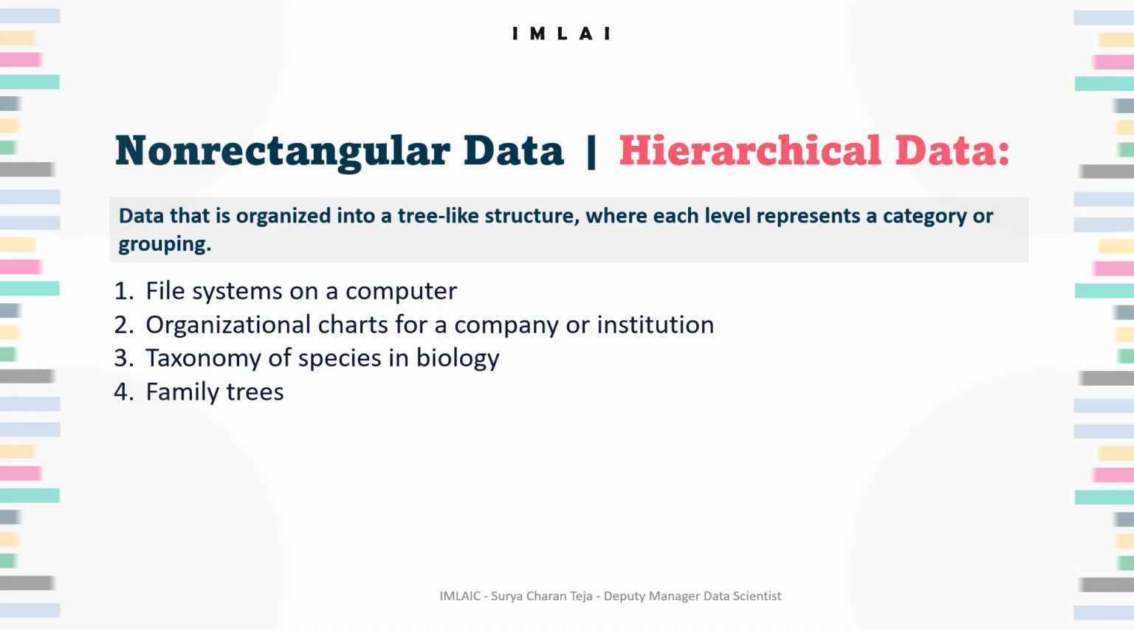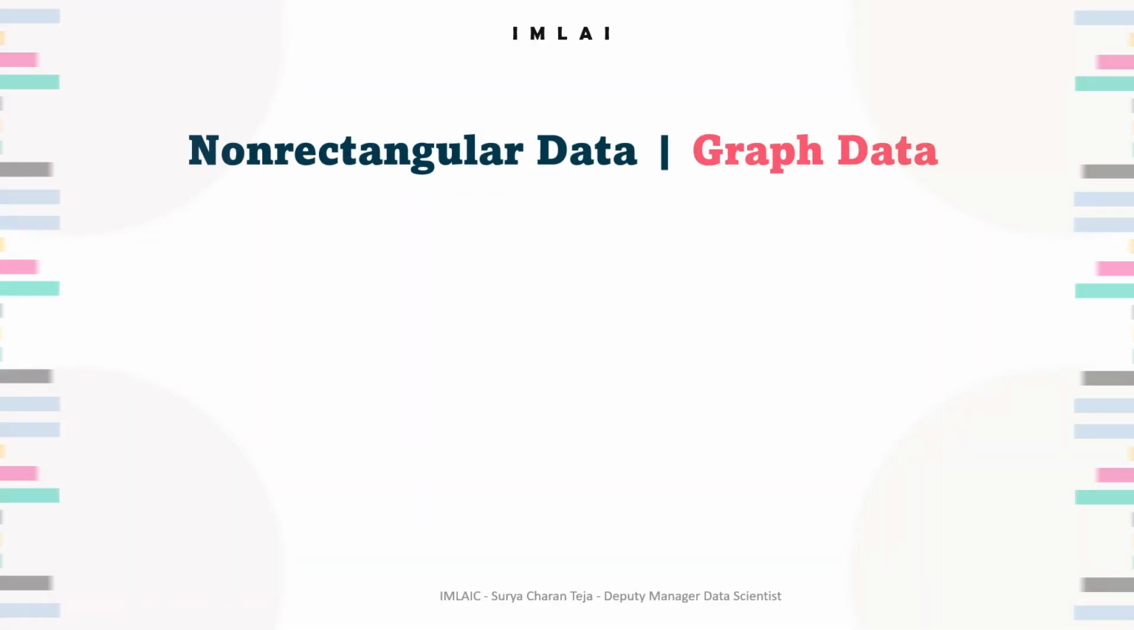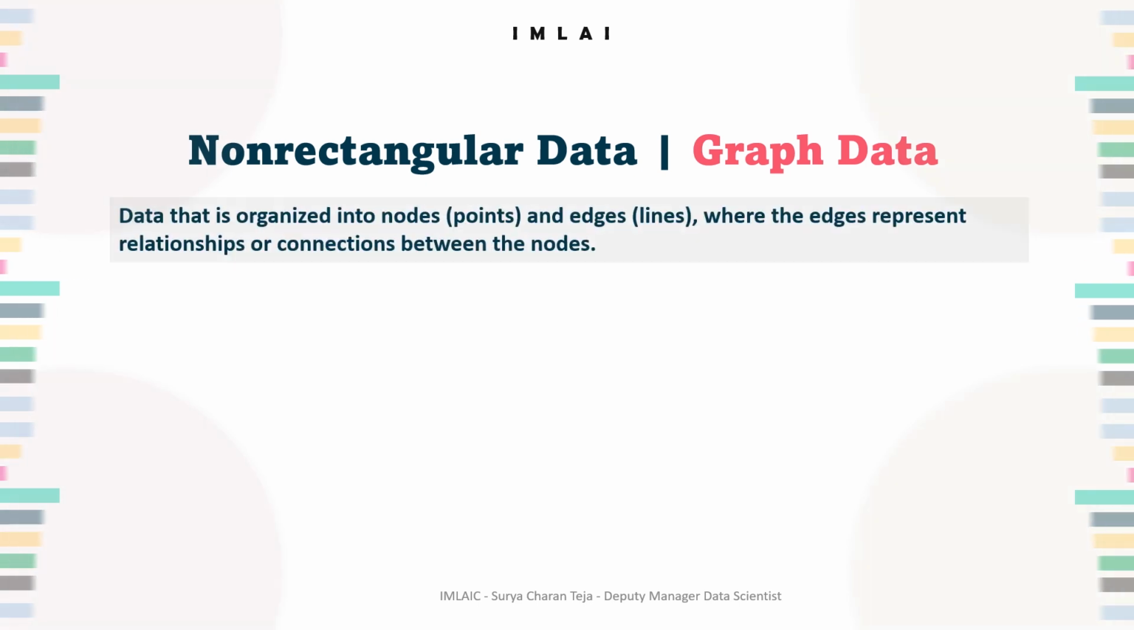The next type, which is part of non-rectangular data in the pipeline for us, is graph data. So what is graph data? It is data that is organized into nodes, points and edges, or we can call them lines, where the edges represent the relationships or connections between the nodes. Examples include social networks, road networks, and molecular structures.